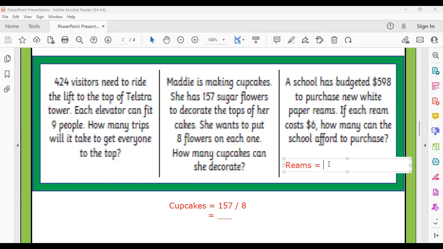So now tell me, Sudarshan, what's my number sentence looking like? $598 divided by $6. Good. So remember, both are dollars, and our answer is not going to be dollars. It's going to be the number of reams. You follow the same steps for the rest of the questions, do the division and get your answer.